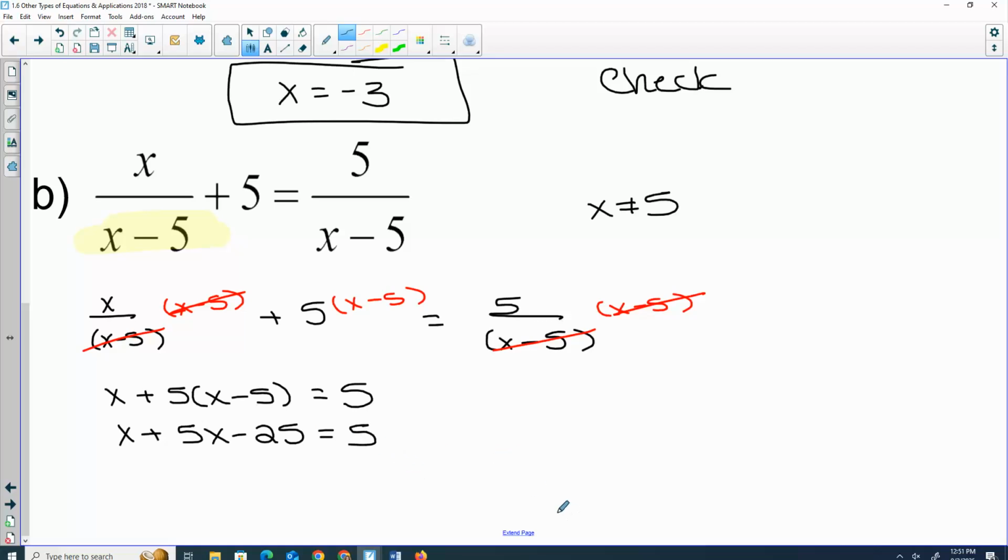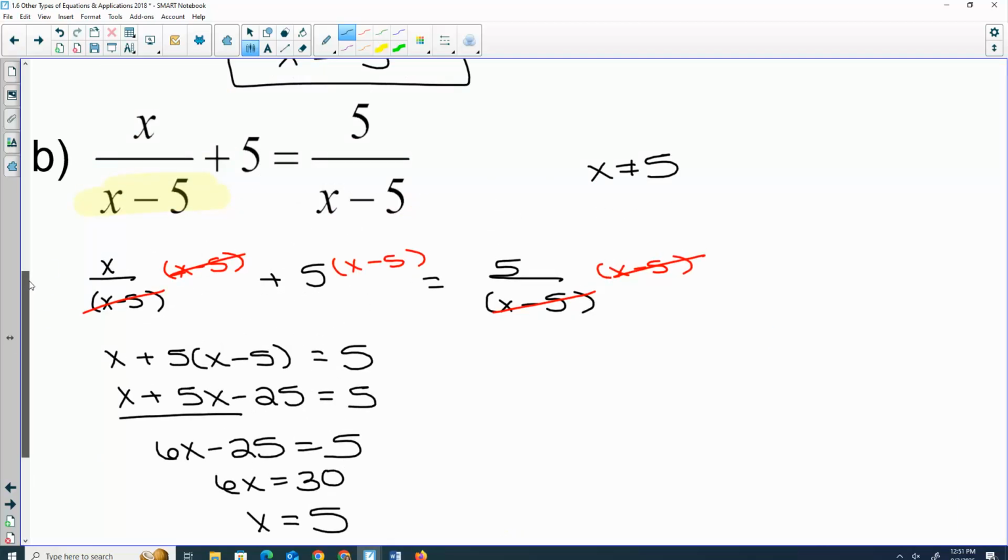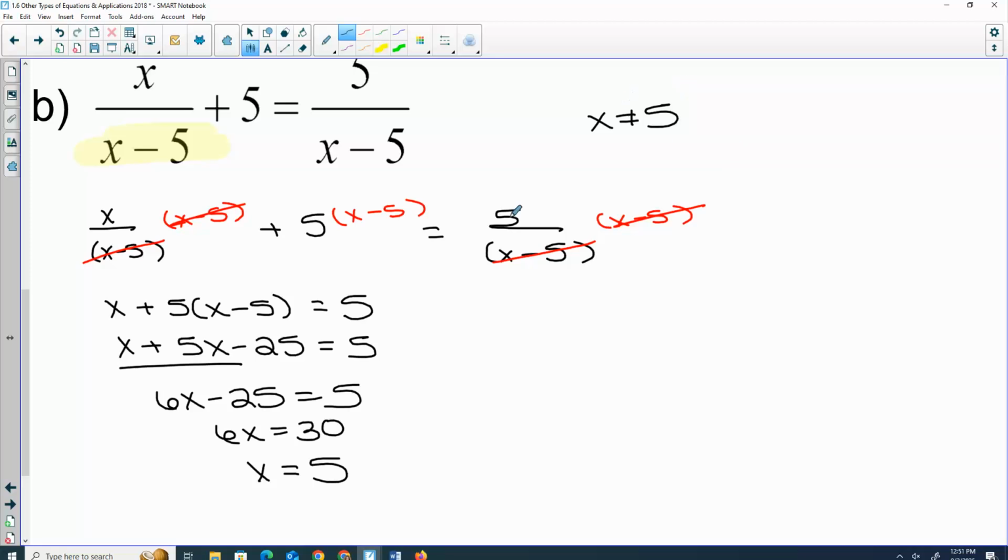You okay? Alright, so 5x plus x would be 6x. So we get 6x equals 30, so x is 5. What's wrong with that? Can't be 5. We said at the beginning, any number in the world would work except 5, and that's what I got. So what's my answer? There is no solution.